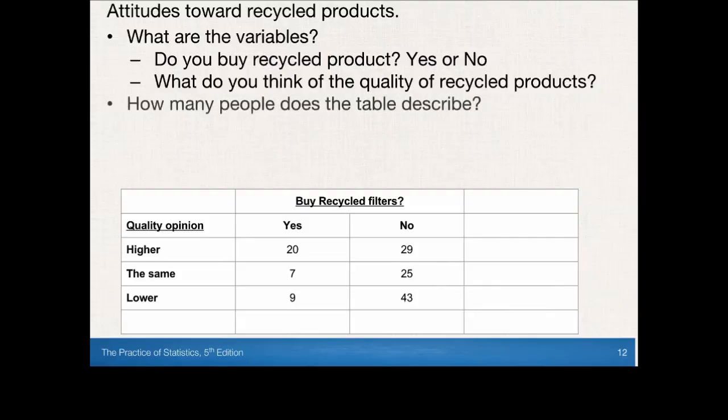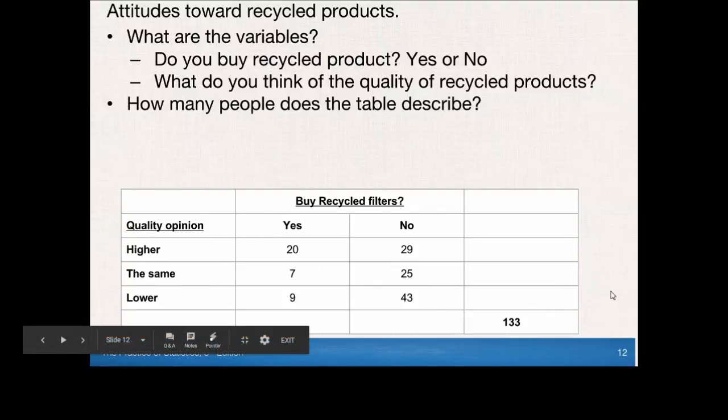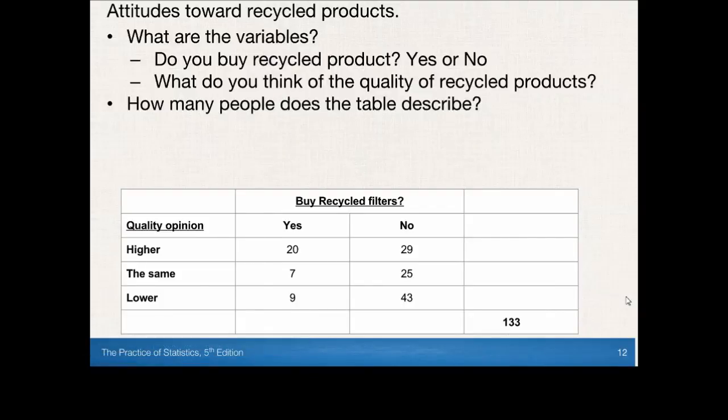How many people does this table describe? So this table is incomplete for us. It doesn't have the margin data for us. So let's go ahead and you figure that out. You should have got 133 if you add up all those numbers, because each one of these numbers in the middle represents one of the people who were polled.